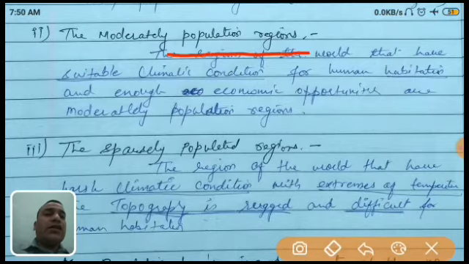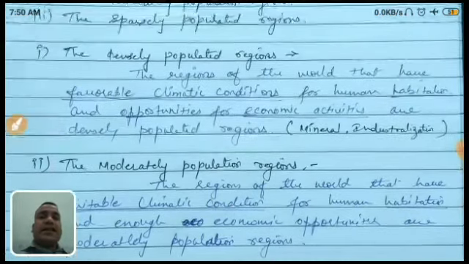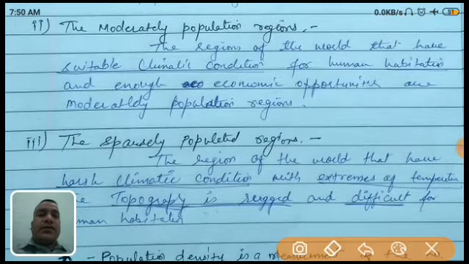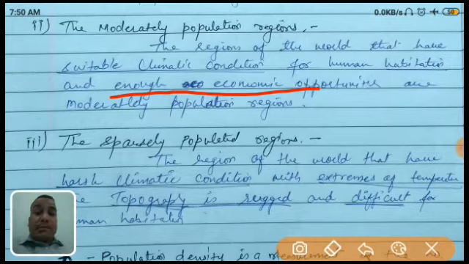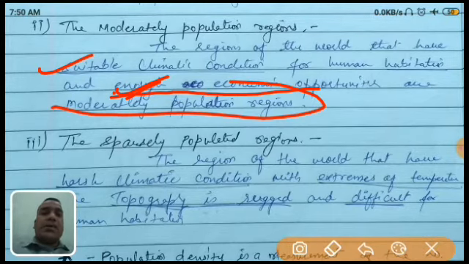The region of the world that has suitable climatic conditions. It means a person can live suitably. Here you can see that for densely populated it is favorable, and here it is suitable climatic condition for human habitat, and enough jobs. It means they can get some job, not the maximum. The opportunities are not too much, the industries are not too much established, but there are enough jobs for surviving their life. So it is suitable climatic condition and enough job opportunities or economic activities. So that is the moderately populated region.